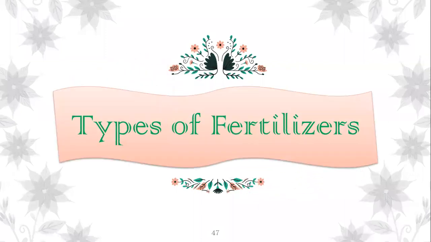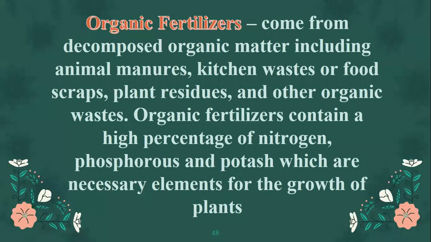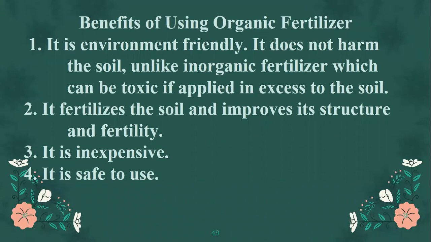And we have the types of fertilizers. First, organic fertilizers come from decomposed organic matter including animal manures, kitchen waste or food scraps, plant residues, and other organic waste. Organic fertilizers contain a high percentage of nitrogen, phosphorus, and potash, which are necessary elements for growth of plants.